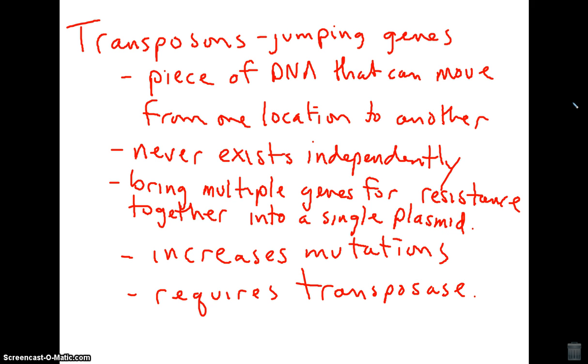They're dependent upon being part of an existing genome, and in some cases they can bring multiple genes for resistance together into a single plasmid. So we'll talk about composite transposons, which bring resistance genes together and create new mutations, new combinations that weren't seen before. And as we just said, these transposons can increase the mutation rate, and they all require an enzyme called transposase.